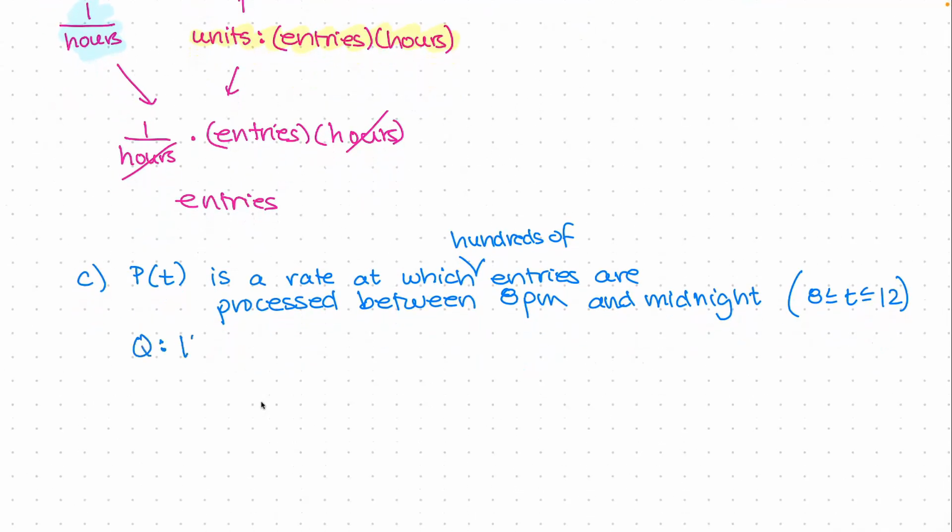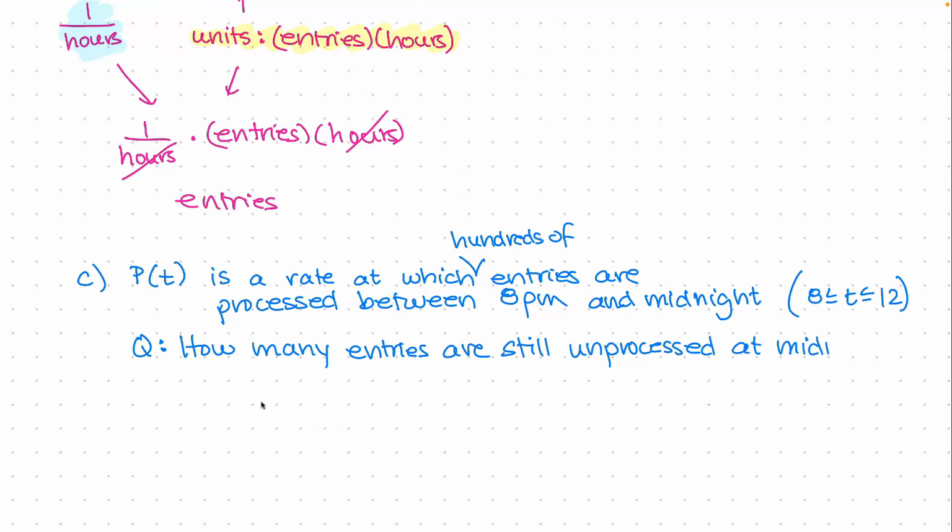Question. How many entries are still unprocessed at midnight? So any questions, just what's going on in this scenario? Does it make sense?